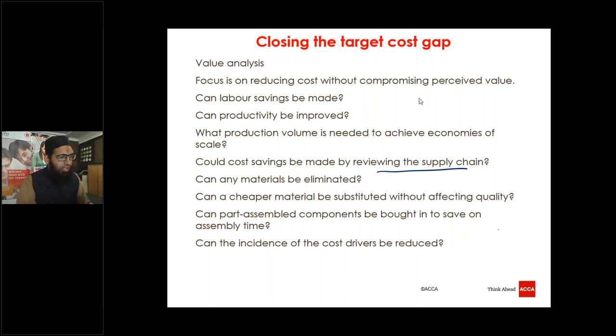So one of the students has asked me whether labor saving also means the learning curve. Yes, it could be. It could be the cause of reducing the labor cost. We can try to increase the learning.